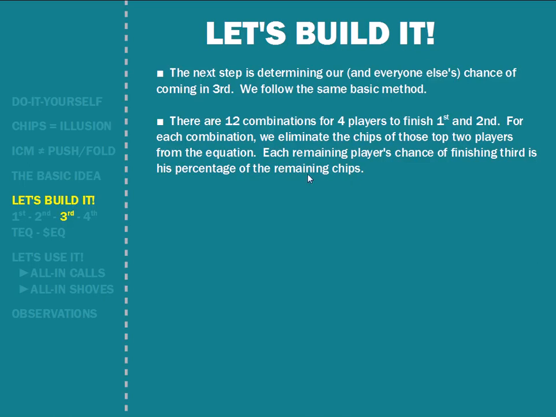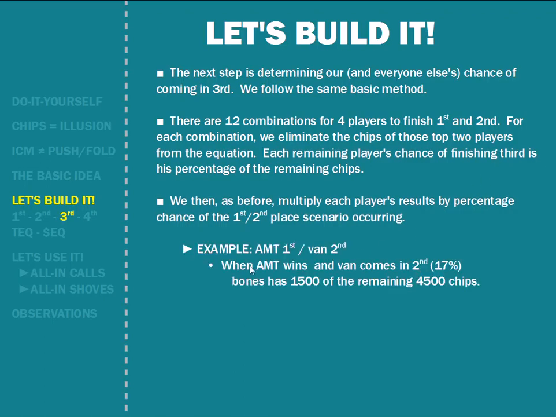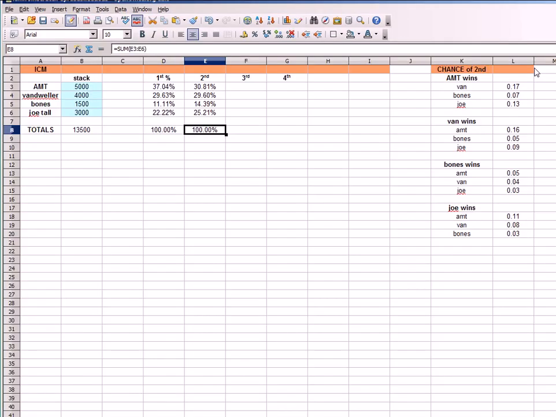And so for each of those combinations, just like we did before, we eliminate the chips of those top 2 players from the equation, right? And then each of the 2 remaining players' chance of finishing third is his percentage of the remaining chips when you take out the first and second players' chips. And then as before, we multiply each player's result by the percentage chance of that first, second scenario occurring, right? So for example, AMT finishes first and Van finishes second. When AMT wins and Van comes in second, of course, that was 17% of the time, which we know because it was right here.